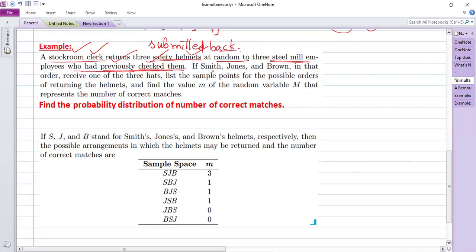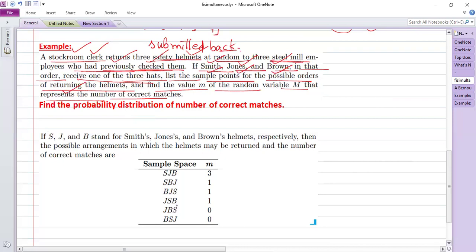Now, if Smith, Jones, and Brown, in this order, means first it was Smith, then Jones and Brown, receive one of these 3 hats once their shift is on, so they receive these hats in this order. List the sample points for the possible orders of returning back. Returning back means again checking them.